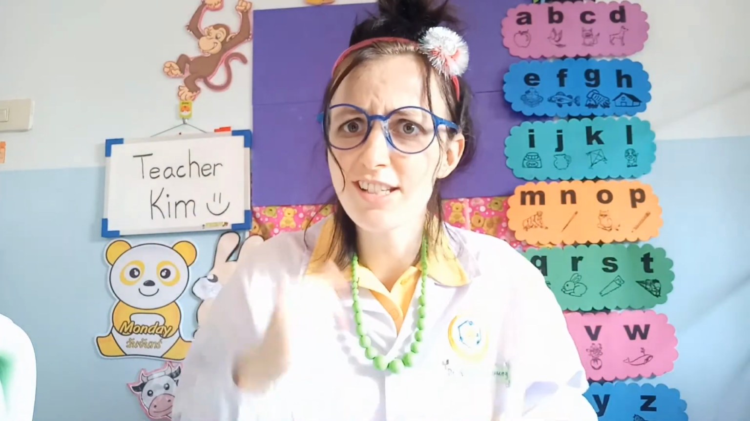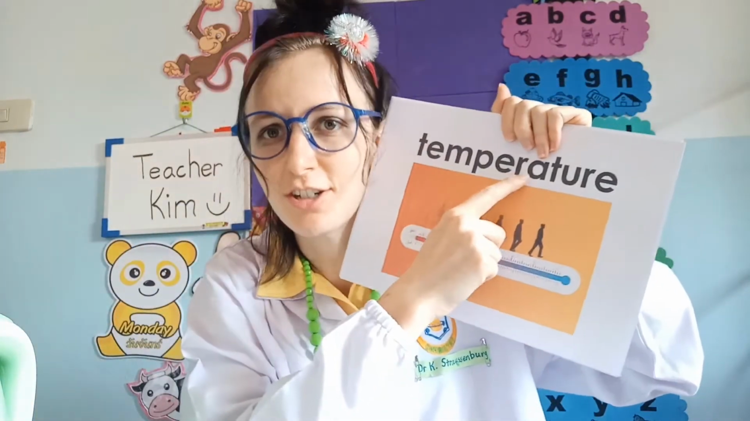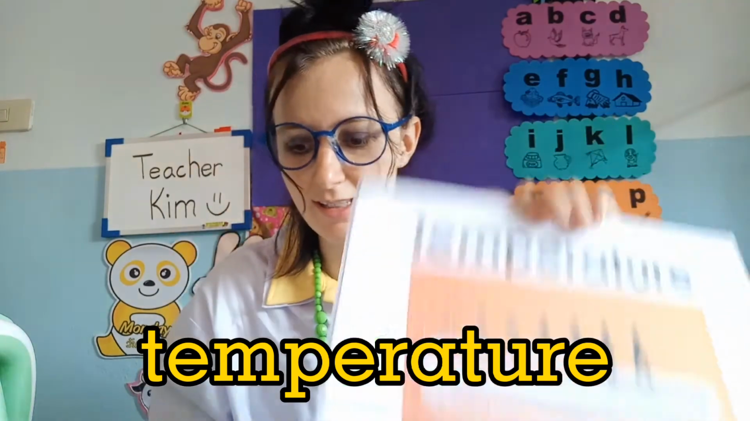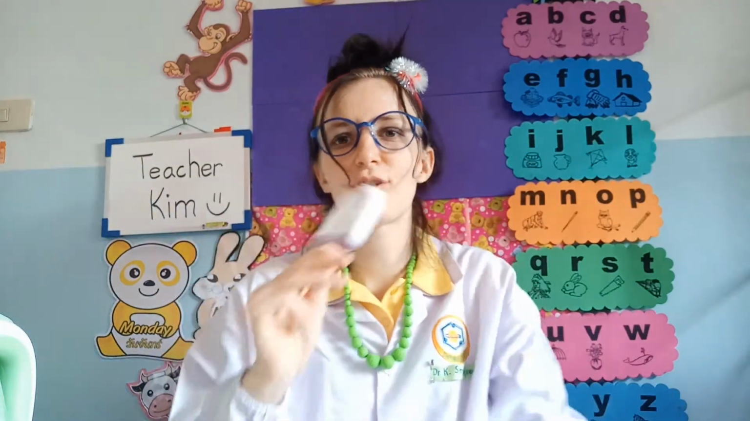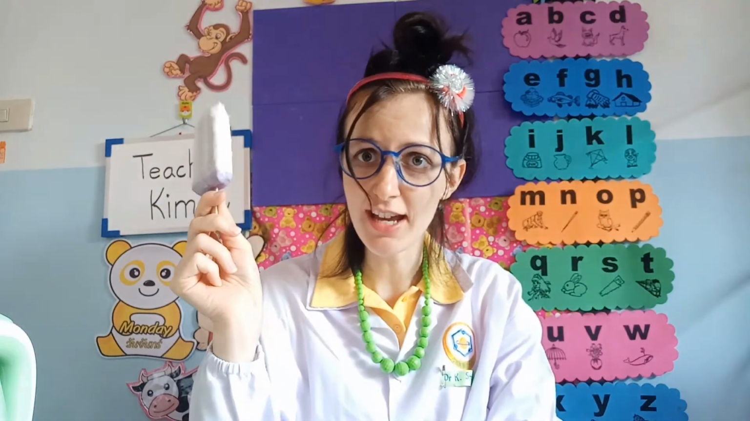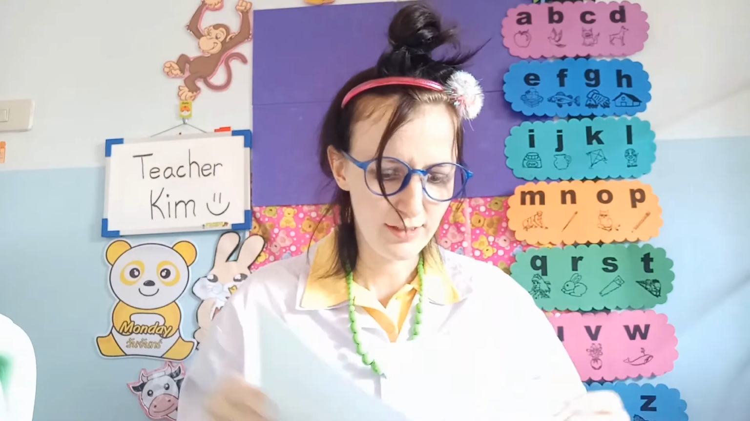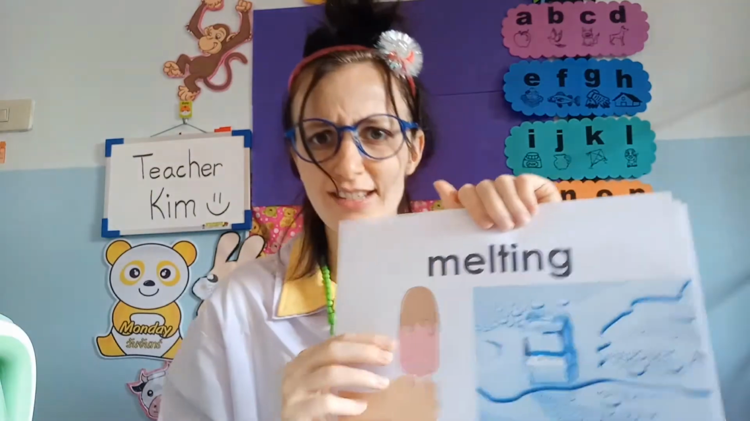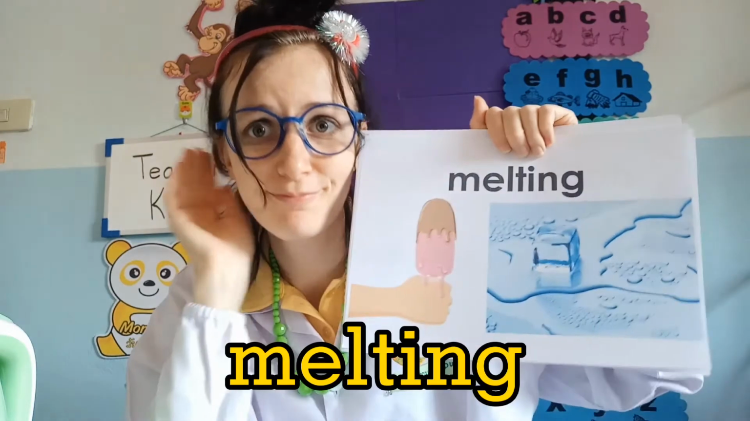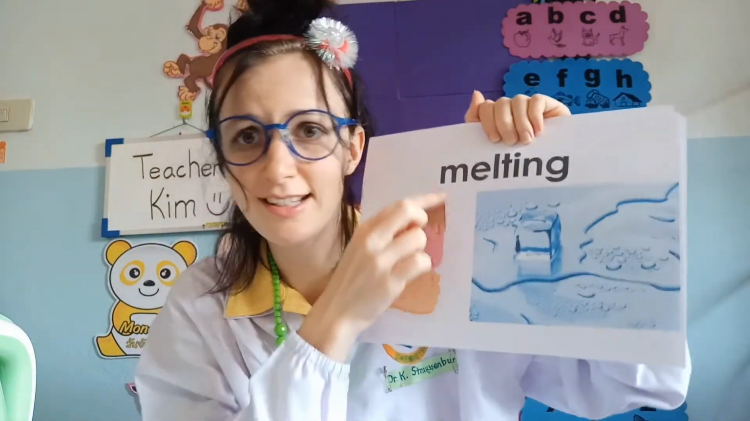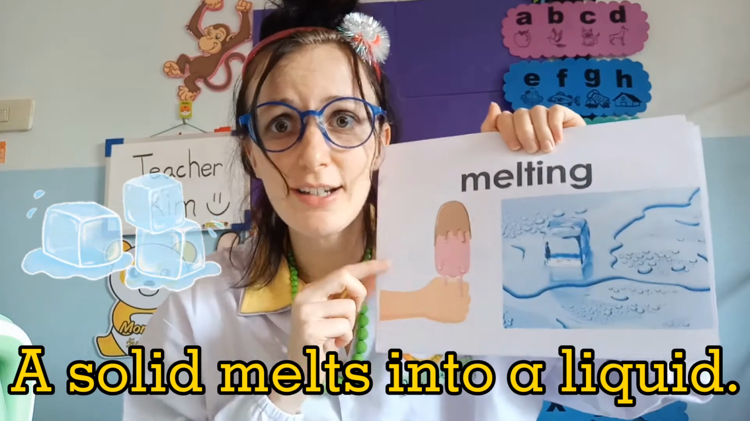So often there is a change of state when the temperature goes up or down. So everyone say temperature. Yes, I am eating my yummy popsicle. If I leave the popsicle outside in the heat and the sun, what happens? It melts. So the one state is caused by melting. Yes, this is when a solid melts into a liquid.